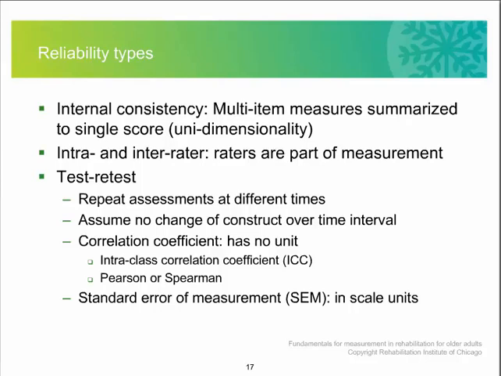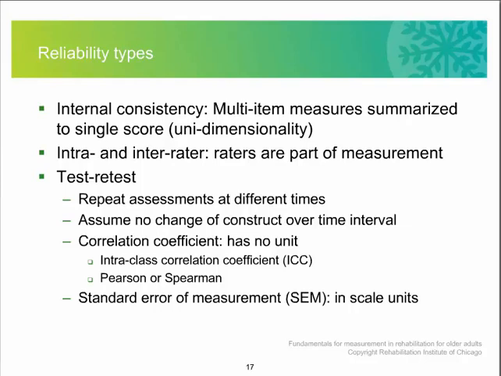Multi-item instruments, like most patient-reported questionnaires and some clinician-rated instruments like the Berg Balance Scale, condense a series of item scores into a summary score. Adding scores like this makes sense if the items measure aspects of the same construct. Internal consistency provides an indication of how similar the items are to one another, and is often reported with a coefficient called alpha that ranges between 0 and 1, where values between 0.7 and 0.9 are considered acceptable.